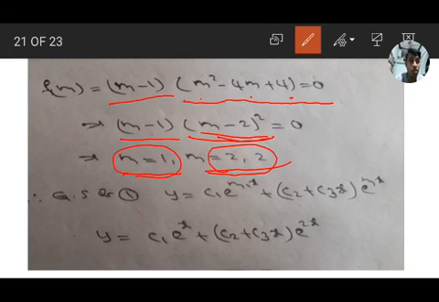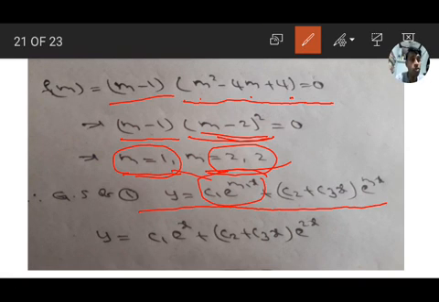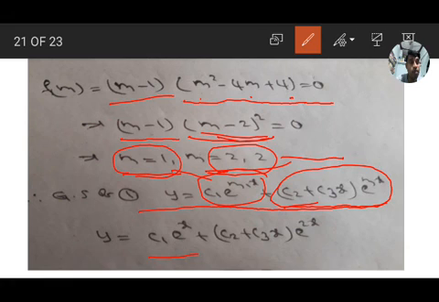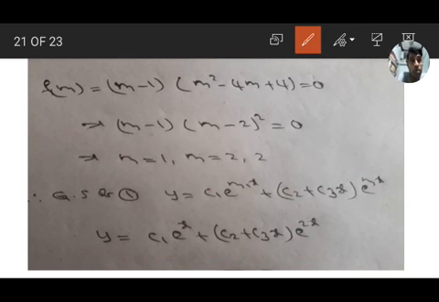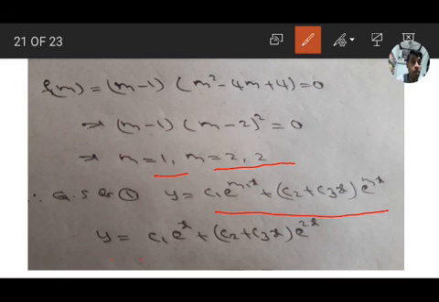So the solution is y equal to c1 e to the power of m1 x for the real and different root, and for equal roots (c2 plus c3 x) e to the power of m x. Substituting these values, c1 e to the power of 1 into x, that is c1 e to the power of x, plus (c2 plus c3 x) e to the power of 2x. Here the roots are 1, 2, 2: two roots are real and equal and one root is real and different. So the final answer is y equal to c1 e to the power of x plus (c2 plus c3 x) e to the power of 2x.